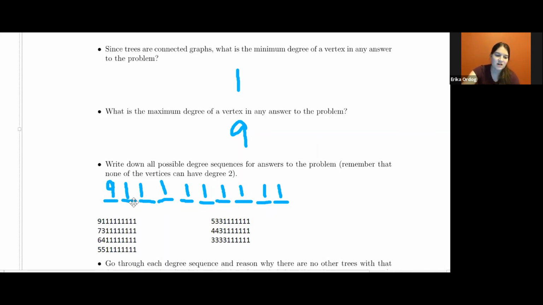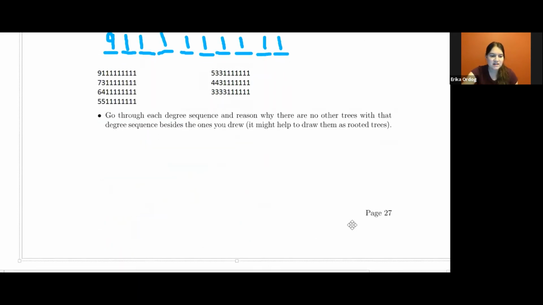Okay, so these are all possible degree sequences. Remember, we can't have any with 2's in them. So the last thing I want you to do is to go through each degree sequence and reason why there are no other trees with that degree sequence besides the one you drew for your answer. And for a lot of these, it might help to draw them as rooted trees. So I'll let you do most of them, but I'll talk through a couple of them with you.